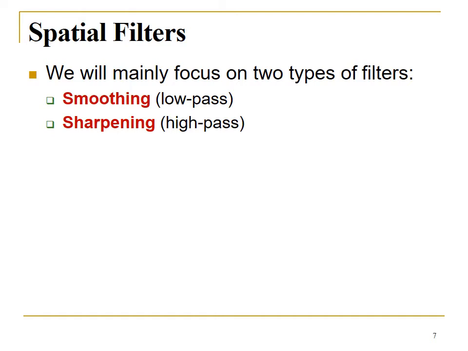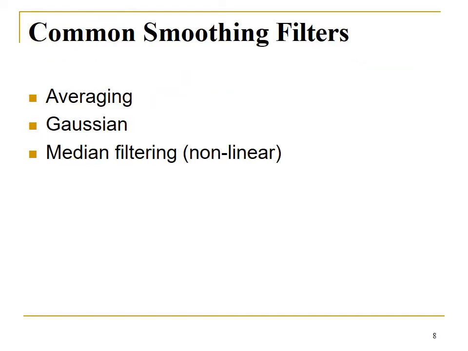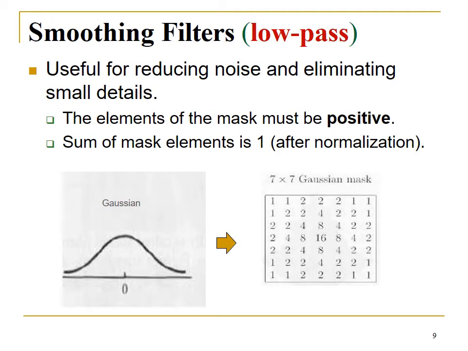So now we will focus on two different types of filters, that is smoothing filters as well as sharpening filters. Smoothing filter means we use a low pass filter for the process, and sharpening filter means we use a high pass filter for the process. Some common smoothing filters are averaging filters, Gaussian filters and median filters. Okay, so now let's see how the smoothing filters work and what is the use of these smoothing filters.